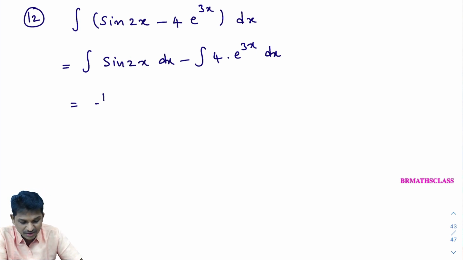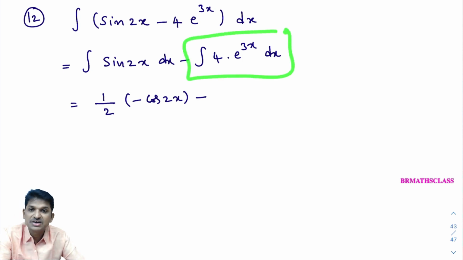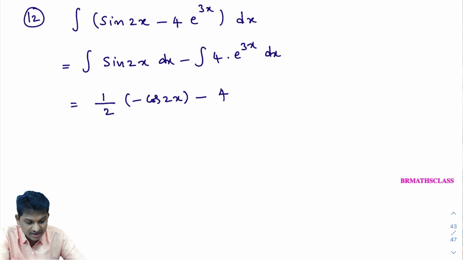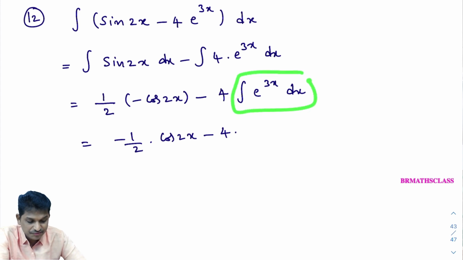Its answer starts with 1 by x coefficient. What is the x coefficient here? The x coefficient is 2, into integral of sin x dx, which is minus cos x plus c. So integral of sin 2x dx is minus 1 by 2 cos 2x. Now look at this part of the integration. Here it is of the form k into f of x dx. In the last class we learned integral of k into f of x dx is k times integral of f of x dx. Simply take the constant outside. Then you get integral of e power 3x dx. I'll write one more step: that equals minus 1 by 2 into cos 2x minus 4 into integral of e power 3x dx.